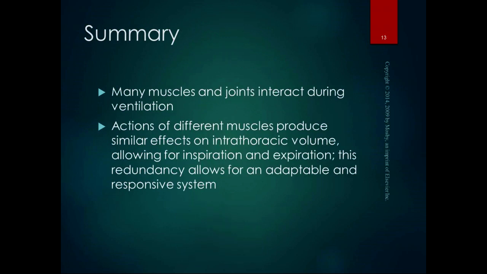So a lot of the muscles and joints interact during ventilation. The actions of the different muscles produce similar effects on intrathoracic volume, allowing for inspiration and expiration. So there's a lot of redundancy in the system, so it can be adaptable and responsive. So in the lab, we're going to do some exercises with relaxed inspiration and forced inspiration, and relaxed expiration and forced expiration. And you're going to see what part of the ribs and abdominals are involved in those different types of inspiration and expiration. So it's pretty interesting and vital to our function.